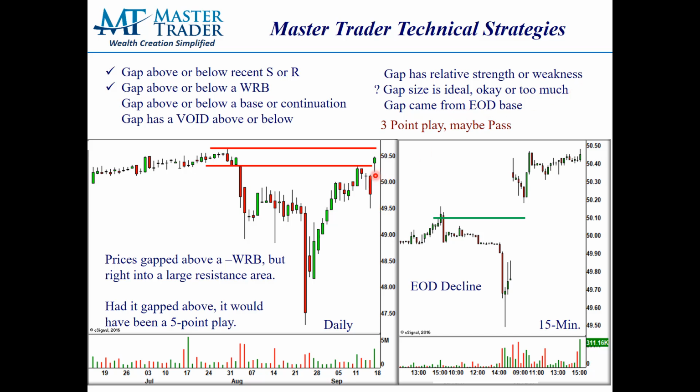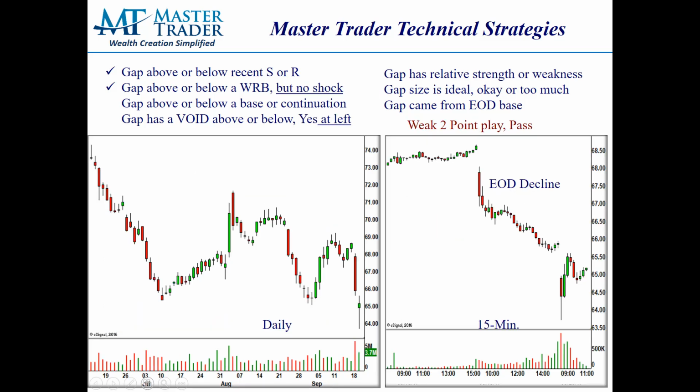Is it ideal? Well, it is by getting above here, but the next area of resistance is just too close for comfort. And an end of day base actually was falling into the end of the day and then gapped up above this intraday resistance. If it had gapped above everything here, it would have been a 5-point play. So here's a play that we would have passed on, say a weak 2-point play.